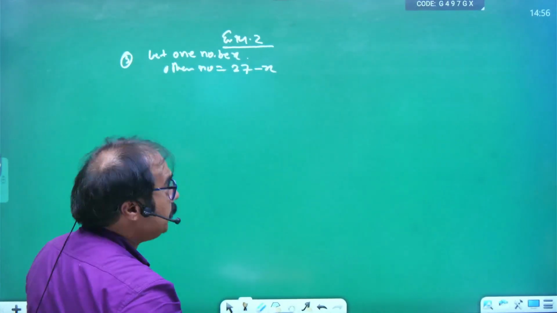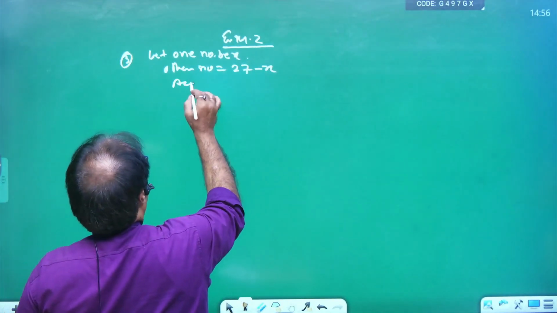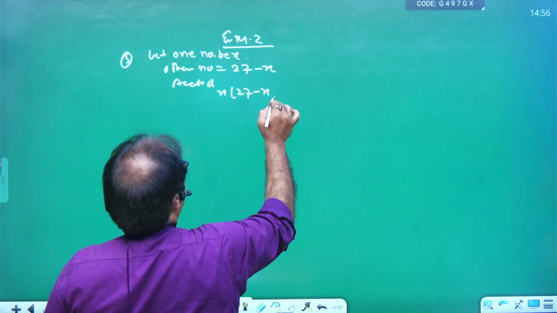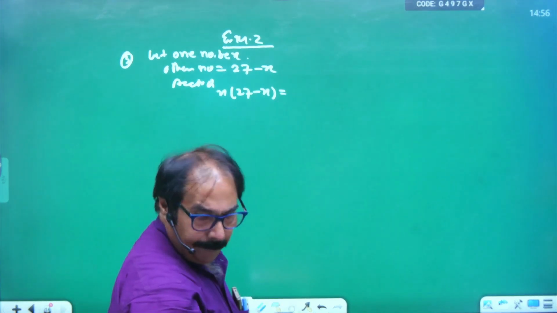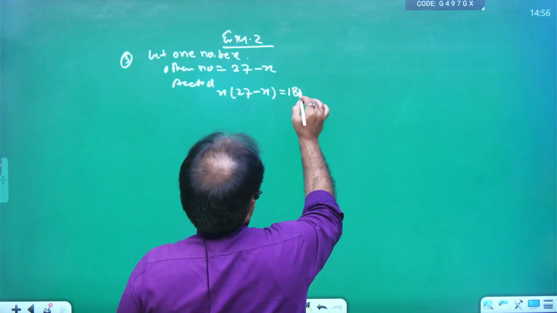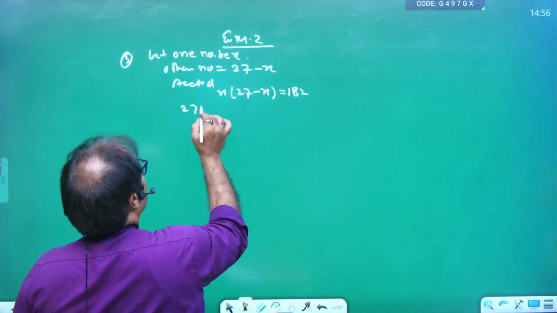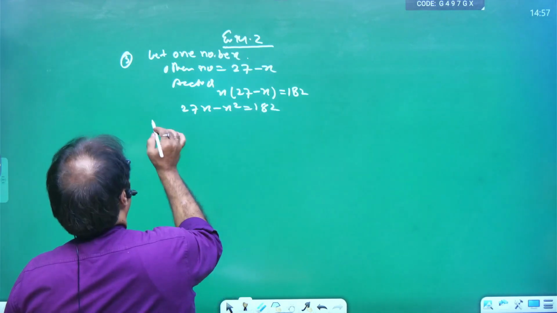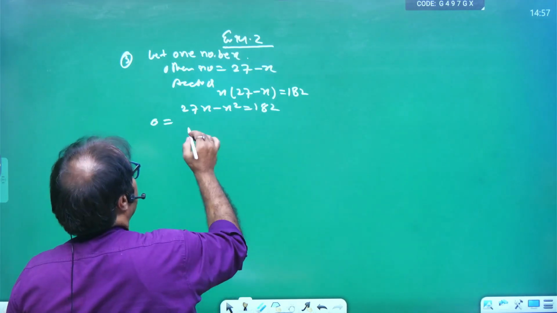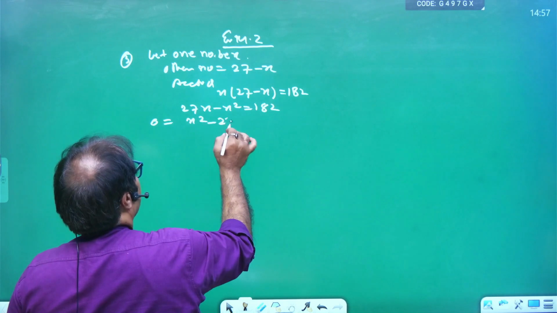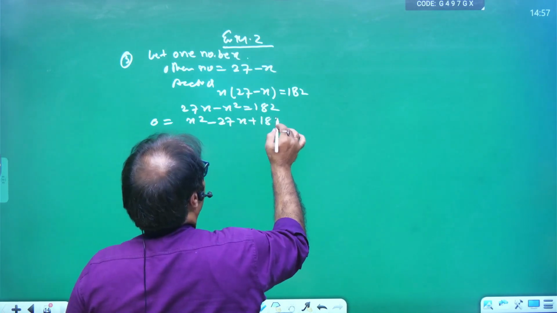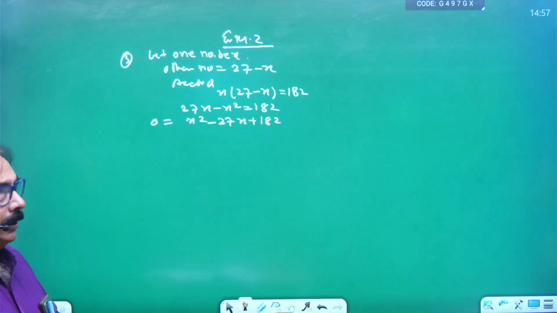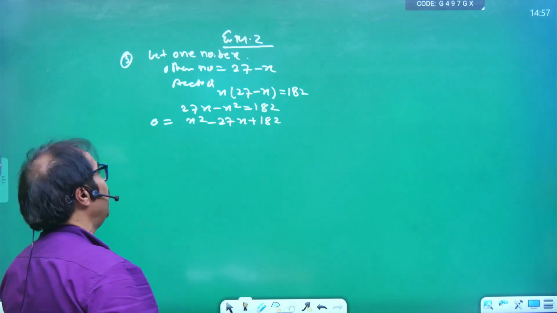And according to the question, their product x into 27 minus x is equal to how much is it given? 182. So this will be 27x minus x square is equal to 182. Now transfer all the terms to the right hand side. So x square minus 27x plus 182. Okay, now we got the quadratic equation, and apply the splitting method.